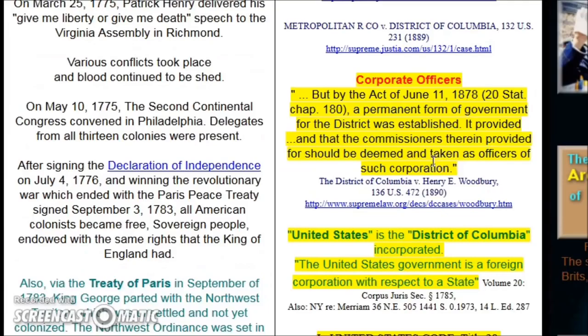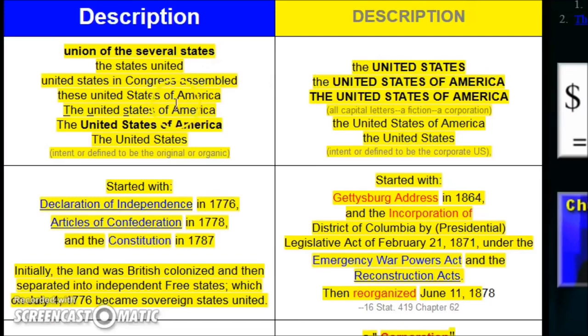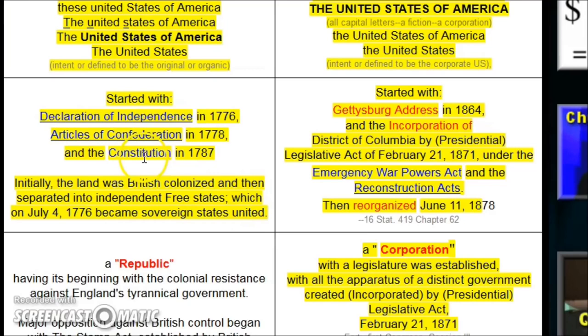So, corporate officers, by this act, we can see that it was created to make a corporation. Again, United States capital letters versus small letters over here. We can see it started with old school, what we thought we had, the Declaration of Independence, Articles of Confederation, Constitution, which were taught in school. But that was changed in 1871 with the treasonous Congress, creating Washington, D.C. We had the Gettysburg Act in 1864, declaring emergency war powers under the Reconstruction Act.